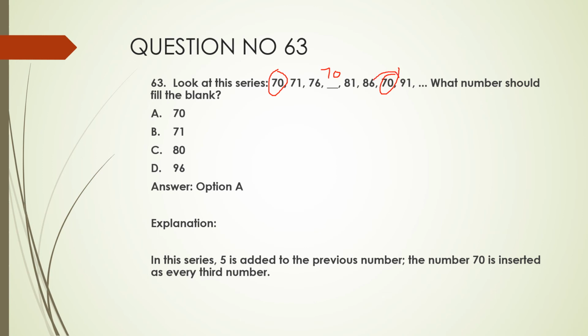So the relation is that there is a constant in between two numbers, and the difference between these two numbers are 5. So here answer is 70, option A.